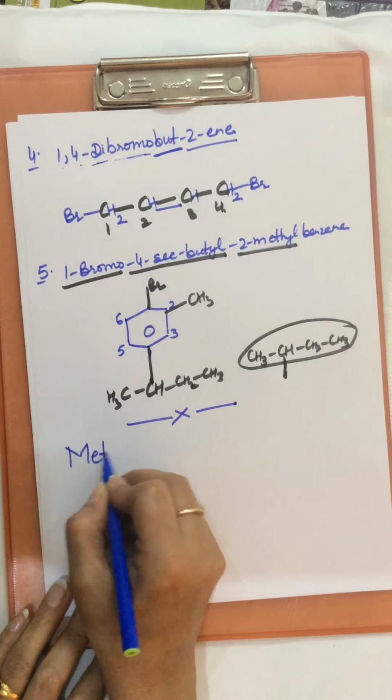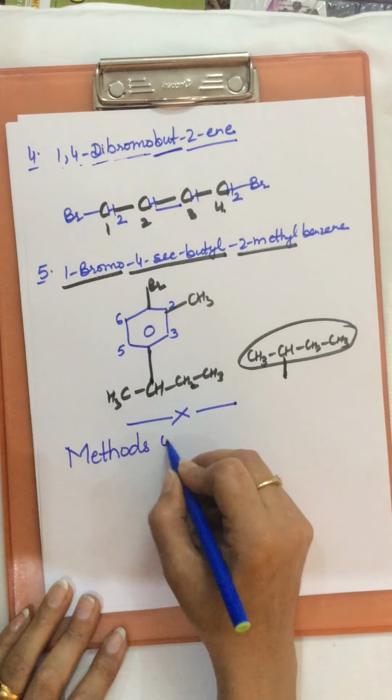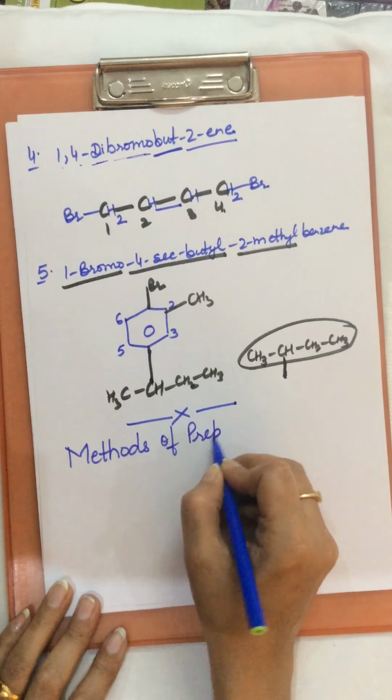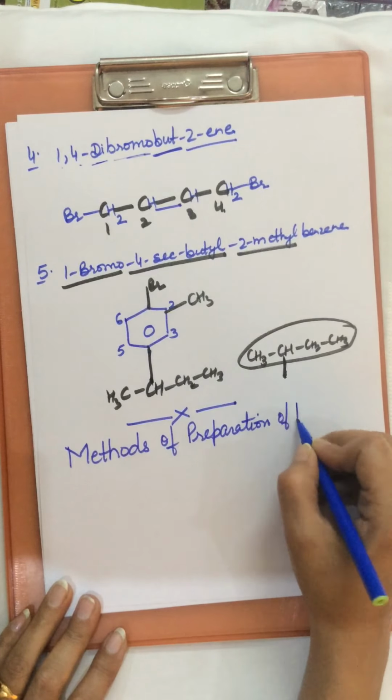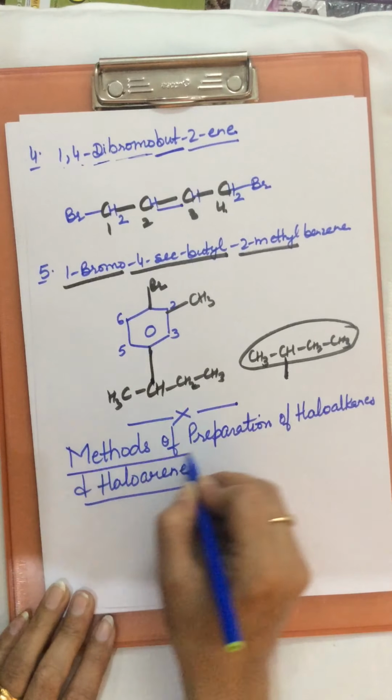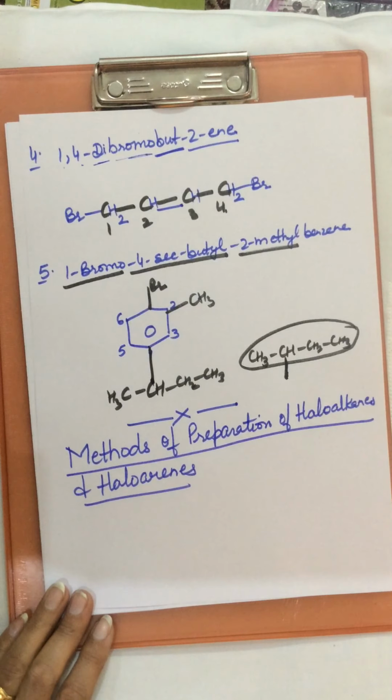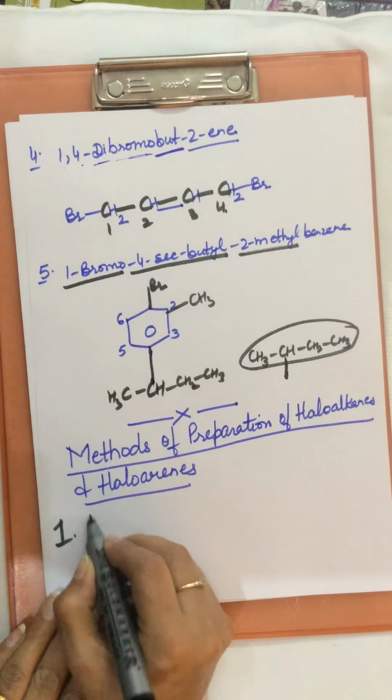Next topic, the main topic of the chapter, methods of preparation of haloalkanes and haloarenes. How we can prepare haloalkanes and how we can prepare haloarenes. The first method is from alcohols. We can prepare these compounds from alcohols. How we can prepare these compounds from alcohols?